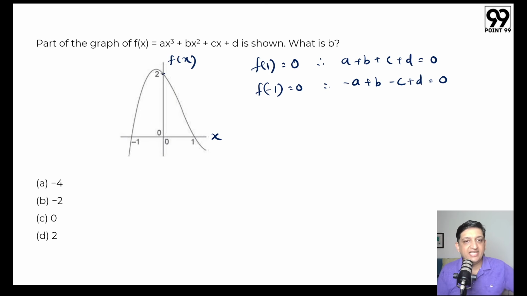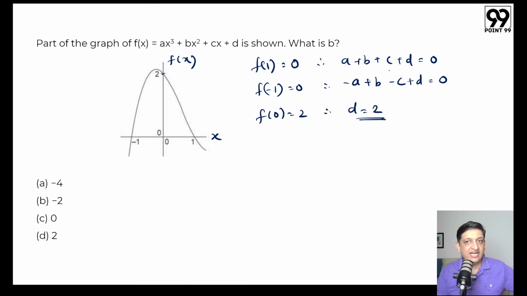Now, we are also saying that if I put x equal to 0, then I get the value of f of x equals 2. So I will be able to see that f of 0 equals 2. Therefore, x cube will translate to 0, x square will be 0, cx will be 0. Therefore, I will get the value of d as equal to 2. Now we have to figure out what is going to be the value of b in this particular context.